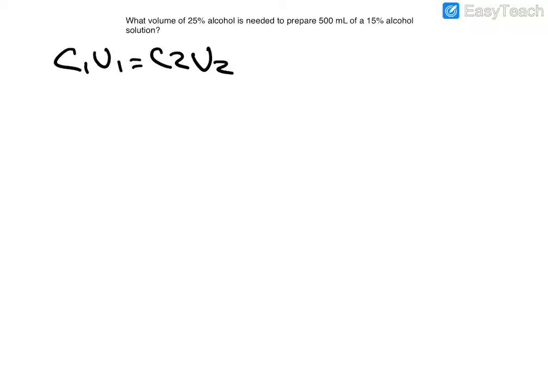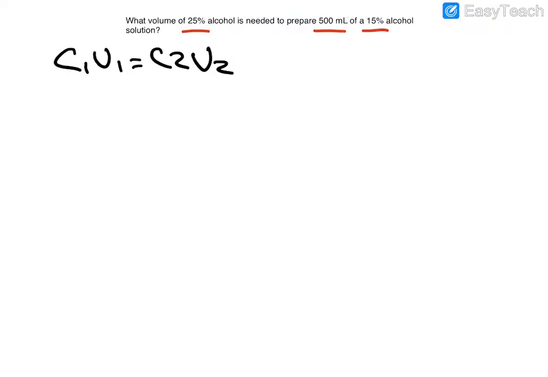So if we look at our question here, we have 3 different values given. We have a concentration right here of 25%. We have 500 milliliters here, that's a volume. And we also have 15% here, which is another concentration. So if we read the question, it says, what volume of 25% alcohol is needed to prepare 500 milliliters of a 15% alcohol solution? So 25% would be our C1, that's our initial concentration because we will be diluting it to 15%.